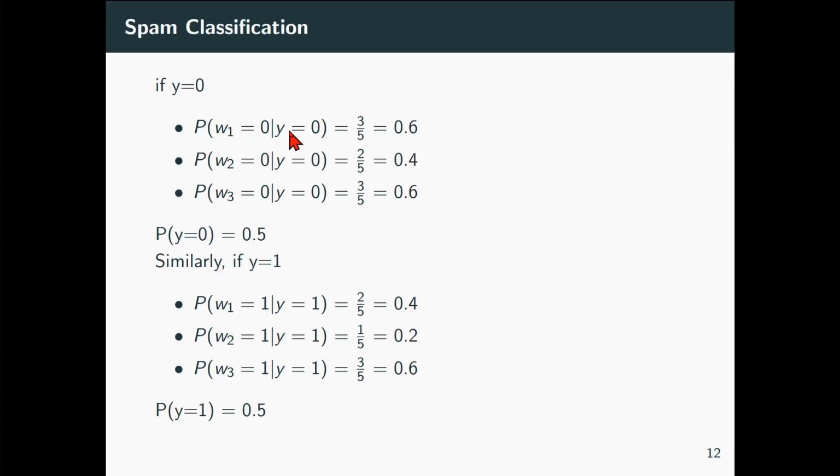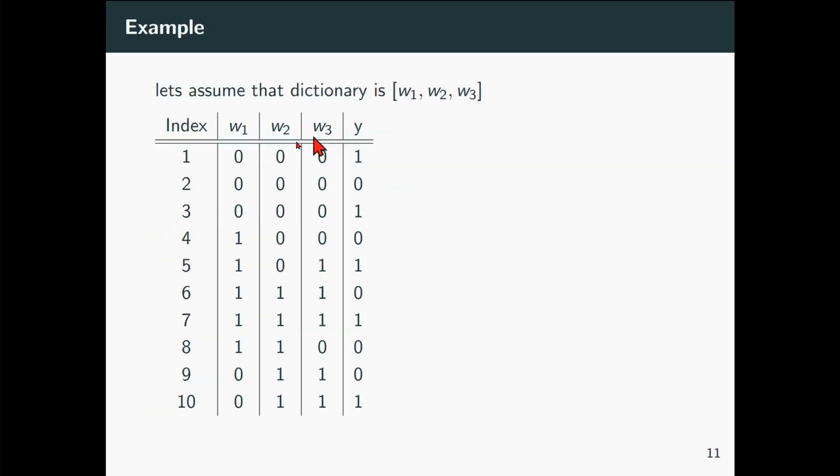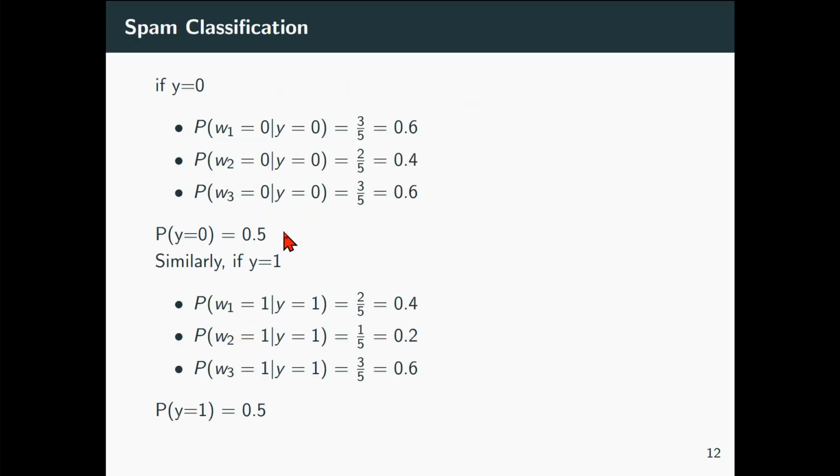Did I say something wrong? Y equal to 0 has 1 0, 2 0, and 1 1, 2 1, 3 1. Yeah, so the probability of w1 equal to 0 should have been 2 over 5, I guess. These two quantities have somehow been swapped wrongly in this example.